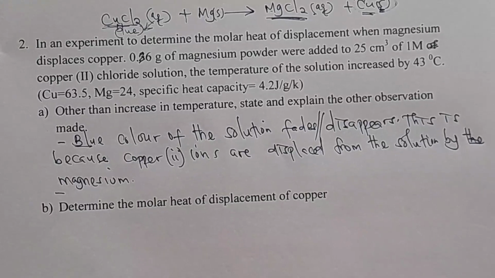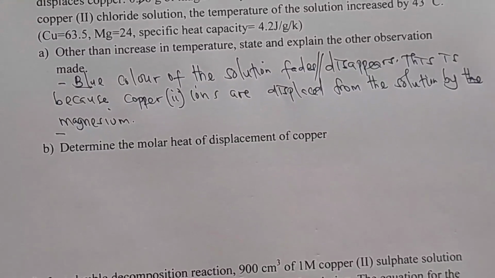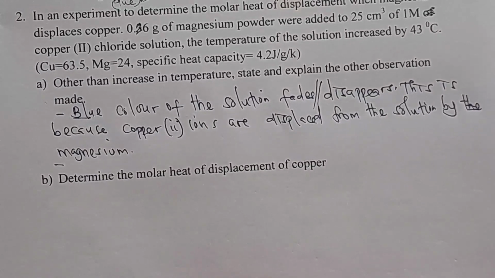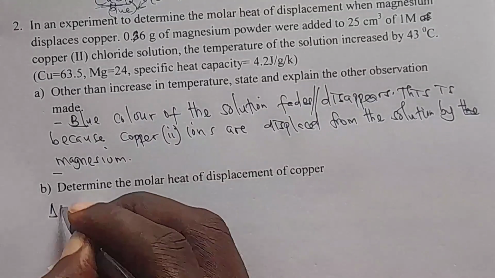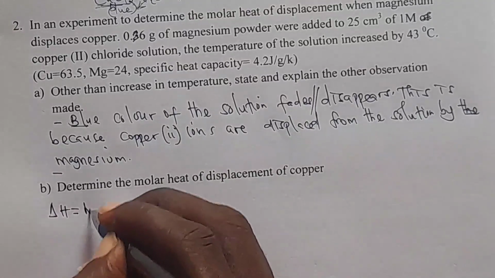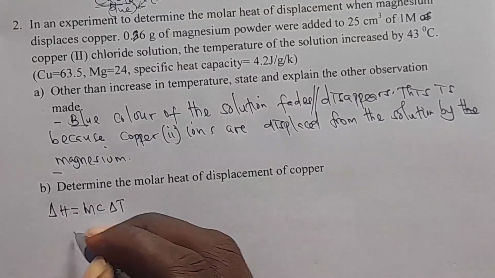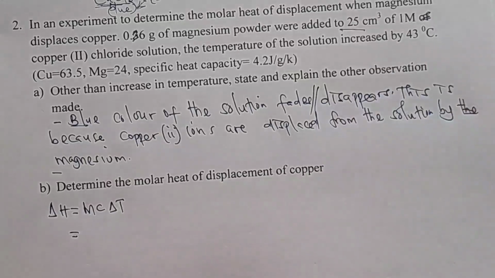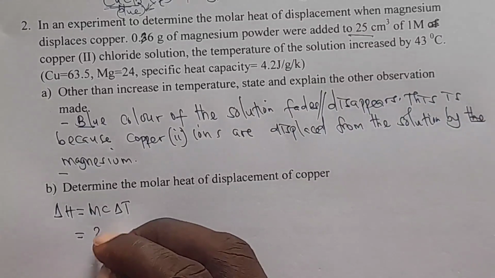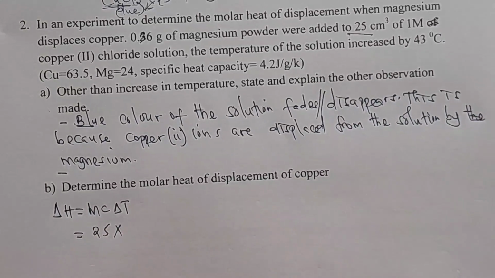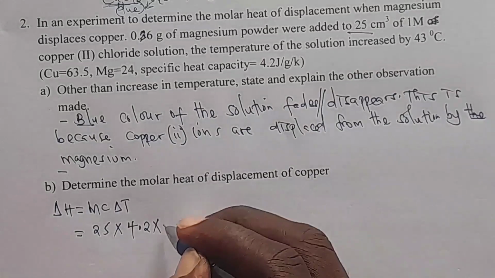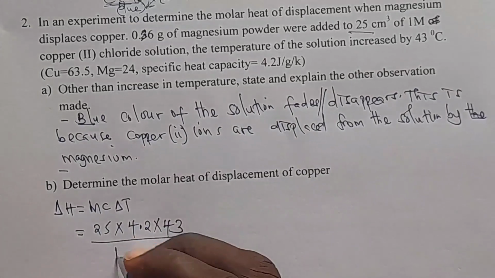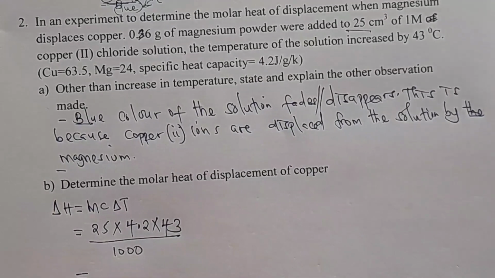Okay, next but B, we are told determine the molar heat of displacement of copper. So the molar heat of displacement, we have to start first of all getting the enthalpy change. So enthalpy change is given by mc delta T. So our m here will be 25. That's our volume given. So we are going to multiply by the density of solution, which is 1 gram per centimeter cube. So we are going to get 25 gram times 4.2 as my specific heat capacity times 43 as the temperature change divided by 1000 so that I convert it into kilojoules.